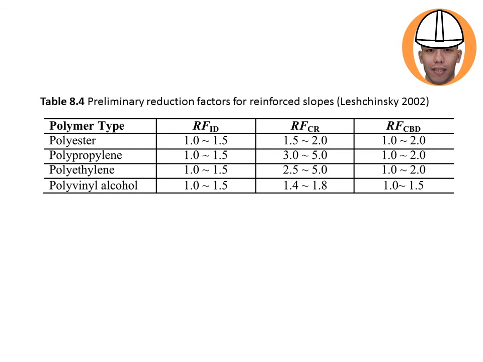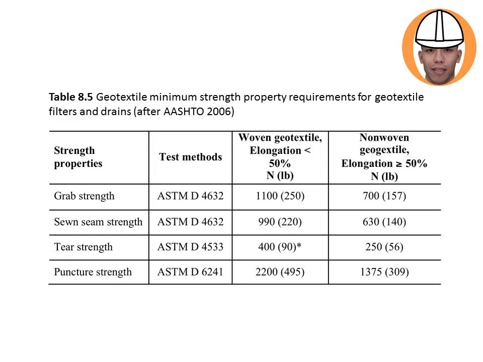Okay, so these are the reduction factors for the design of reinforced slopes depending on the polymer type being used. And this one is the strength property requirements for geotextile filters and drains.